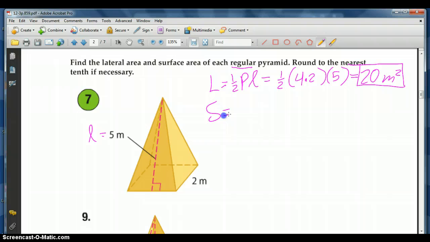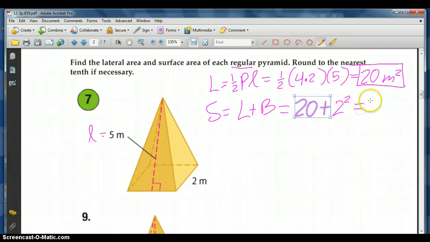Our surface area is the lateral area plus the area of the base. Since our base is a square, the area of a square is side squared, or 2 squared. So our lateral area is 20 square meters plus the area of the base would be 2 squared, or 4. So our surface area is 24 square meters.